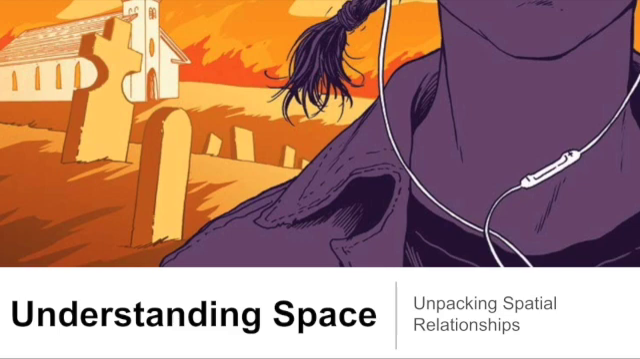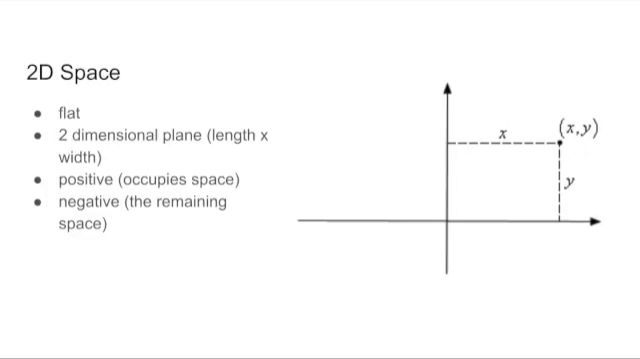So we need to think about space in two different ways. Number one, two-dimensional space, which is flat. We have two planes, the length and the width. If we look at mathematics, you're probably familiar with the Cartesian plane and plotting different points on a two-dimensional grid. We refer to these as our X and Y coordinates.